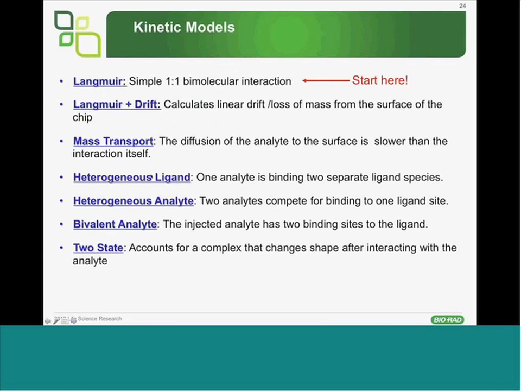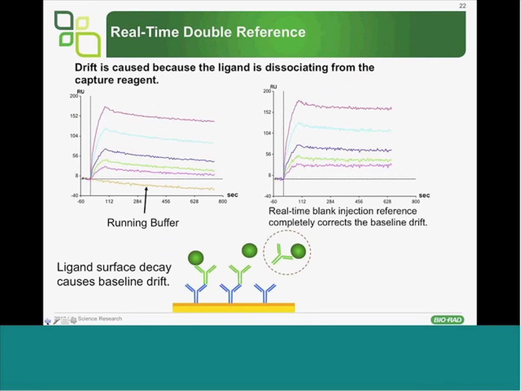What kind of kinetic models for the analysis? So the most common analysis, if it's a simple one-to-one, and in most cases it is, then we start with the ligand. We can use the ligand with drift. If we talked about drift, so you have seen the drift here, we can do double referencing, or we can fit this with the ligand with drift, and then the ligand with drift can take into account the drift, and we'll get the fit.